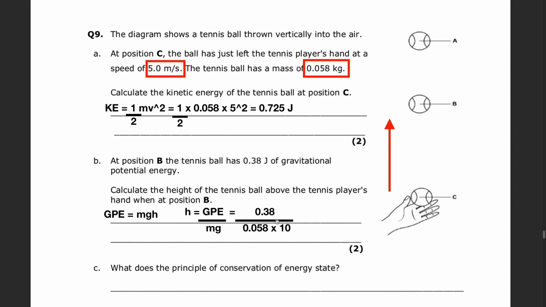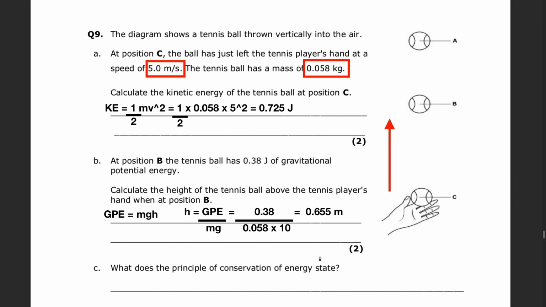Plugging in the values, that will give us 0.38 divided by 0.058, the mass of the ball, which we got from the original question, multiplied by 10, which is gravity. We always take gravity to be 10. The answer there will be 0.655 meters.